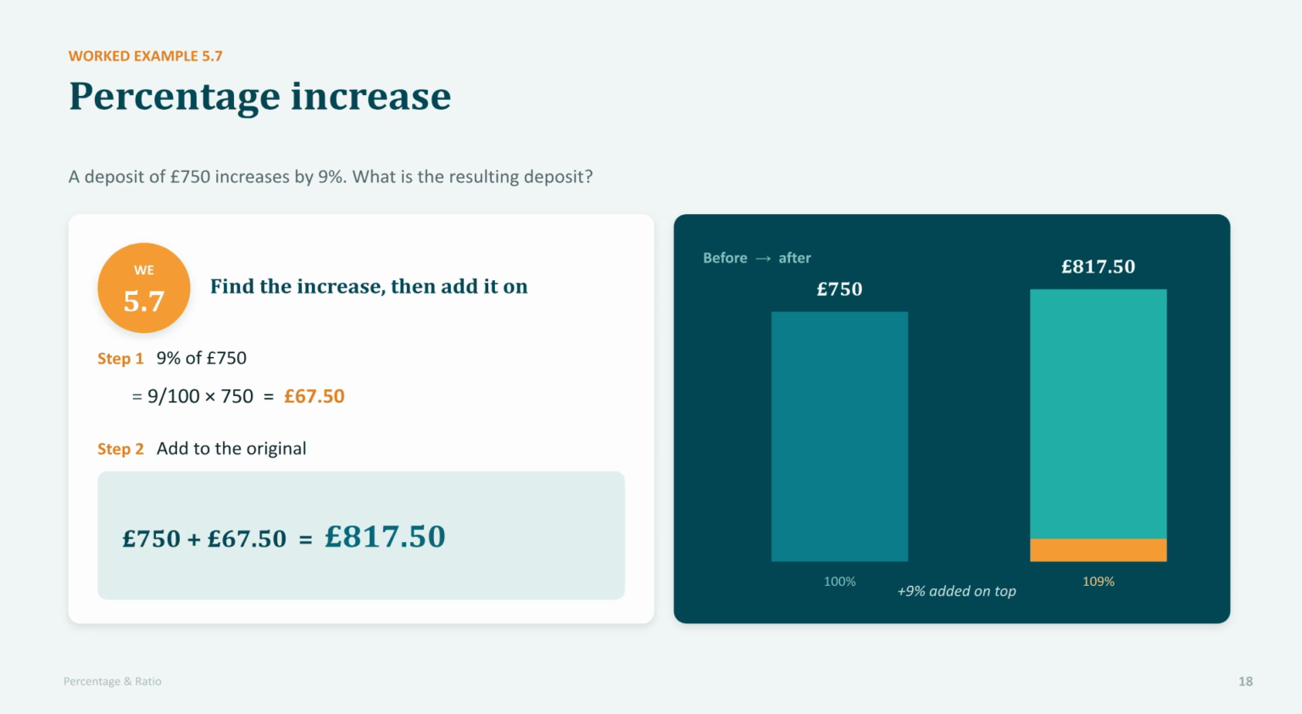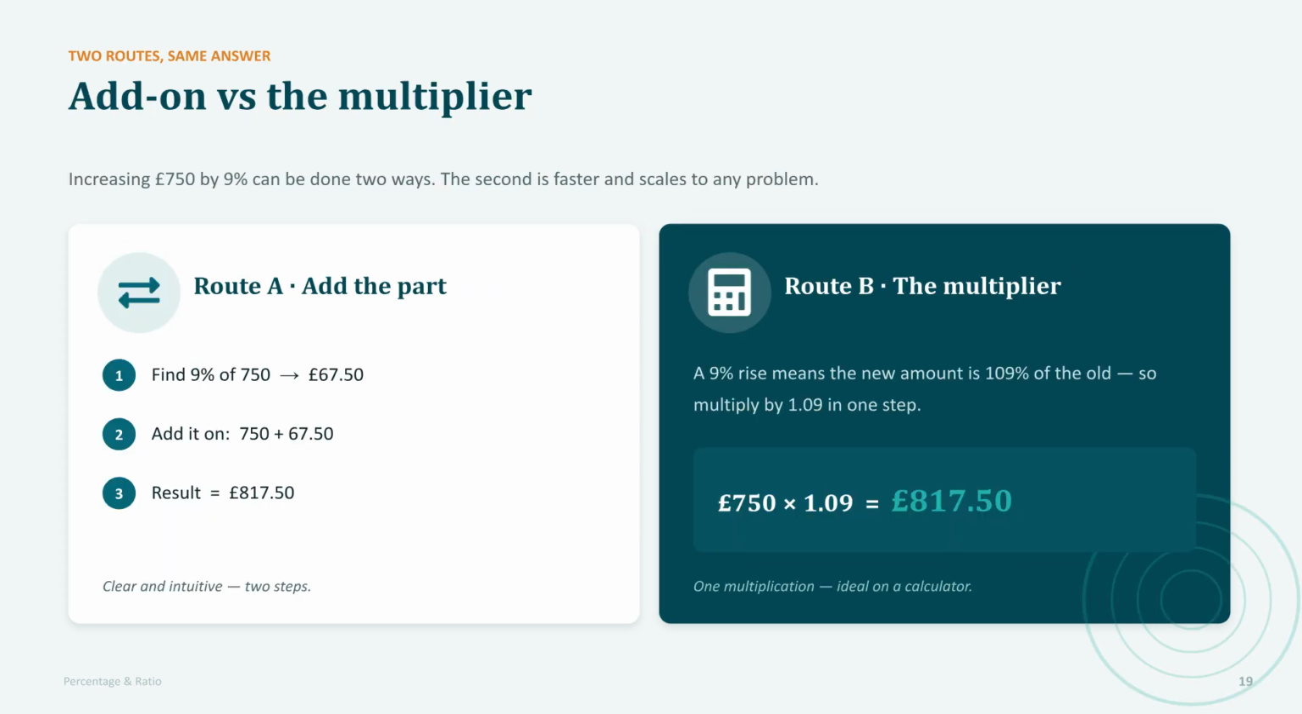When dealing with a percentage increase, find the percentage of the original amount first, then add it back to the original. For a 9% increase on 750 pounds, adding 67 pounds and 50 pence results in 817 pounds and 50 pence. Alternatively, use a multiplier for efficiency. Since an increase of 9% results in 109% of the total, you can simply multiply by 1.09 in one step to get 817 pounds and 50 pence.